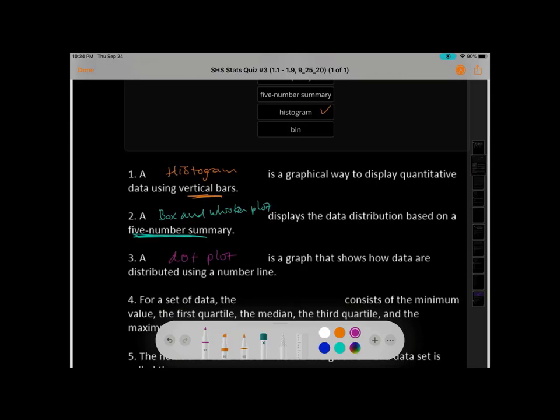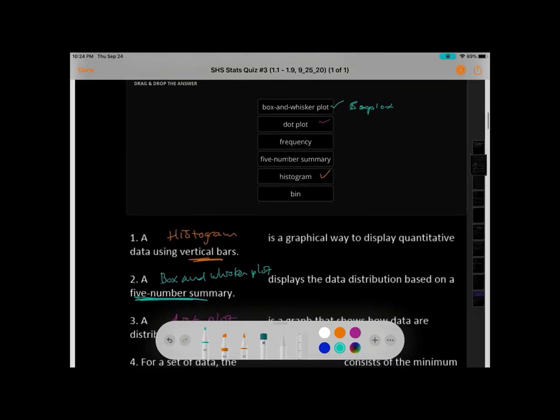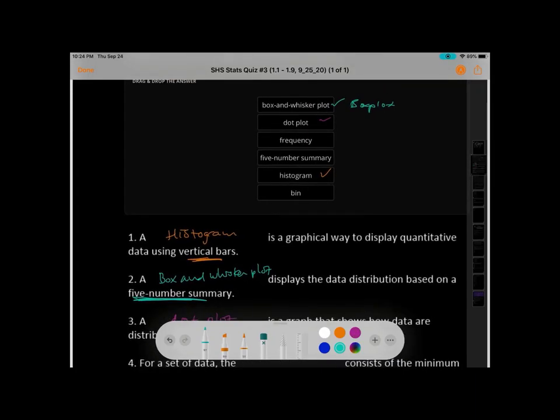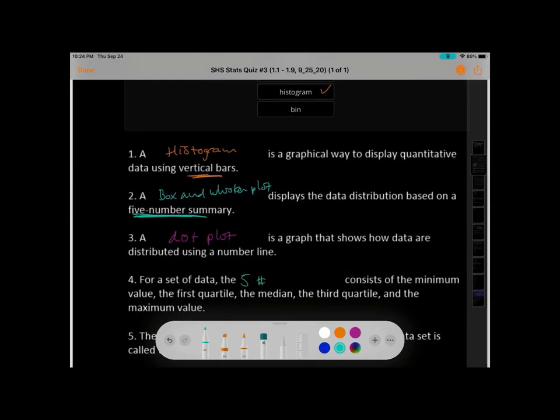Number 4, for a set of data, the blank consists of the min, Q1, median, the third quartile, and the maximum value. That one would be the 5-number summary. That's an A, that's an R, that's a Y.